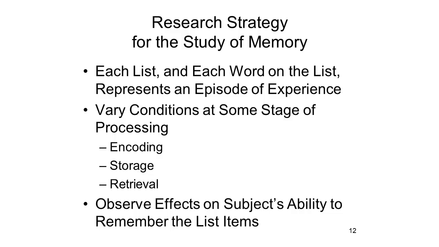Each list that you might be presented with, and each word on the list, represents a discrete episode of experience, an event that occurred at a particular place and a particular time. We vary the conditions at one or more stages of processing, either encoding or storage or retrieval, and then we observe the effects of these experimental manipulations on the subject's ability to remember the items on the list correctly in response to one or another kind of query or question.